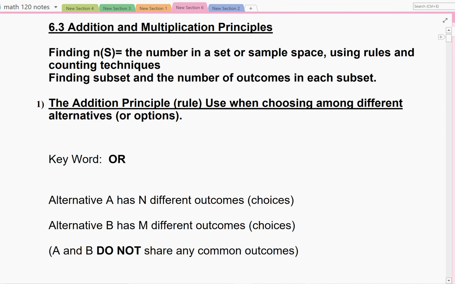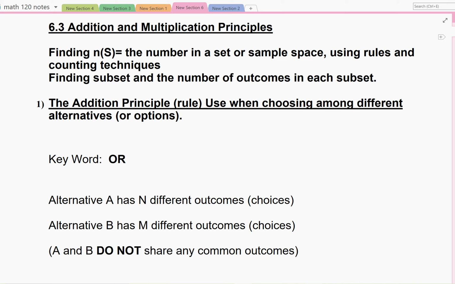All right, so we're starting section 6.3. We have two more sections left, 6.3 and 6.4, but they're very important sections. They're where we're going to get to the more difficult counting principles and counting techniques, and then applications that are, again, going to get a little more difficult. Numbers are going to get a little bigger.